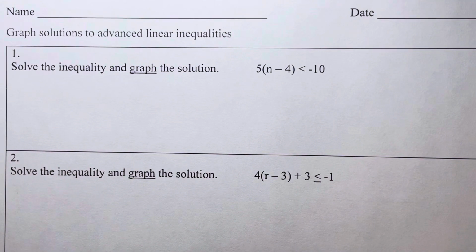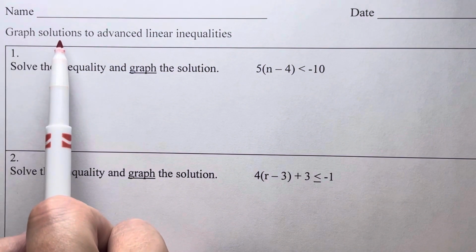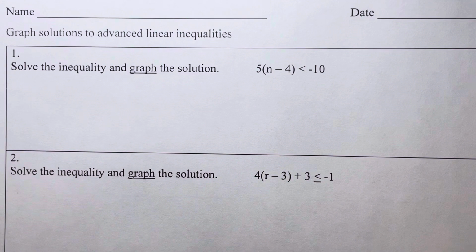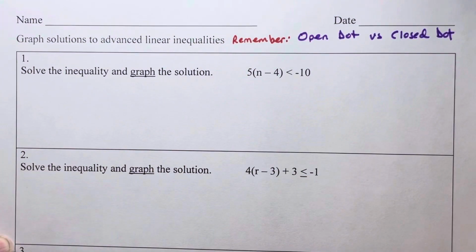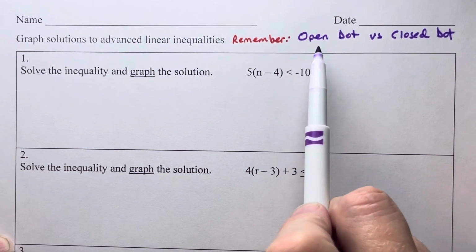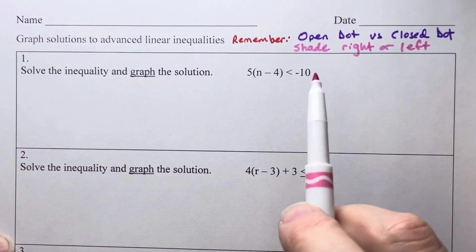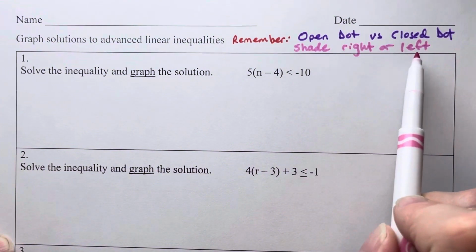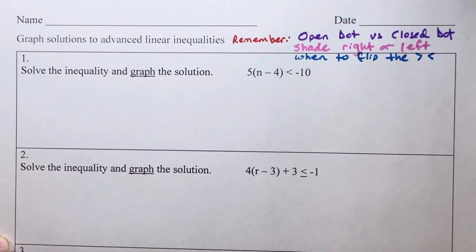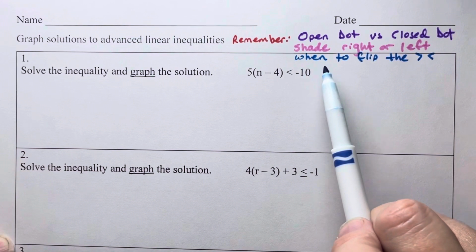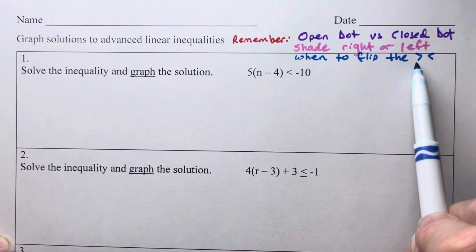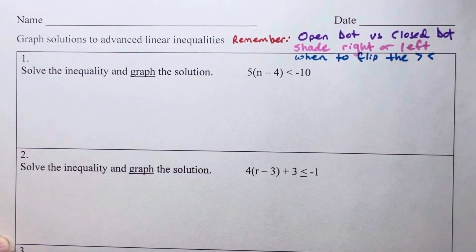In today's math lesson, we're going to graph solutions to advanced linear inequalities. A couple of things to remember very quickly. When you're graphing, you have to know if you're using an open dot versus a closed dot, and also if you need to shade to the right or if you need to shade to the left. When you're solving, you will have to remember when to flip the greater than or less than symbol.